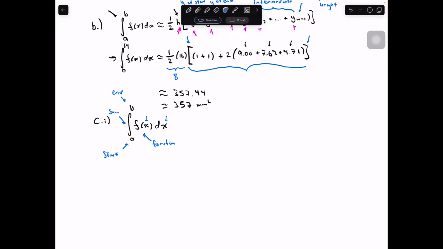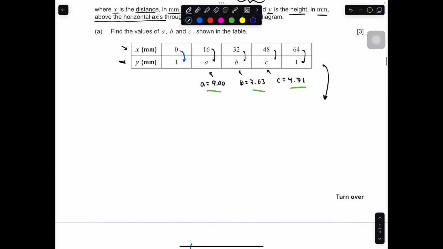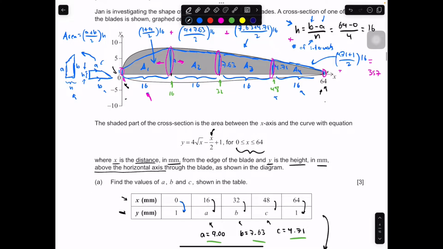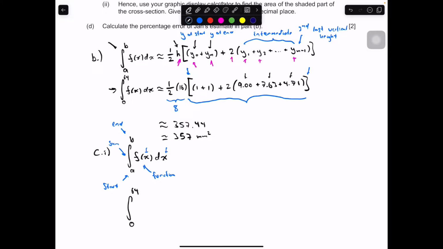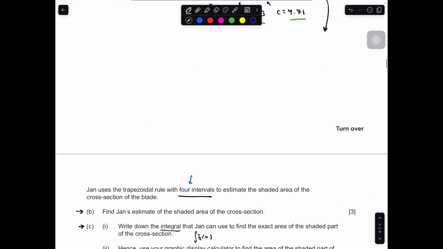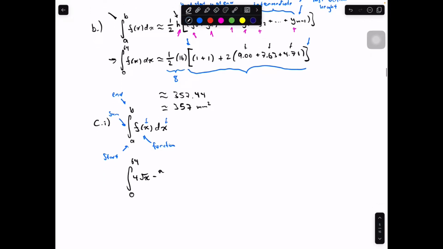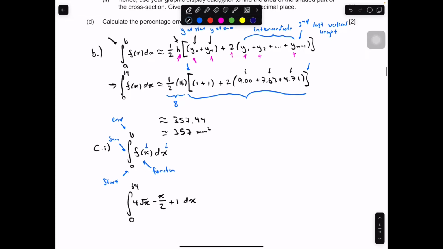I'm going to move this just a little. That's fine, actually. So if we want to find the area under the curve, we know we started at 0. That was our starting point right here. And our ending point, we went all the way to 64. So 0 to 64. And what was our function? Our original function was 4 root x minus x over 2, I believe, minus x over 2 plus 1. And then we want to write this in terms of dx. And that's it. That's our integral for the area under the curve.